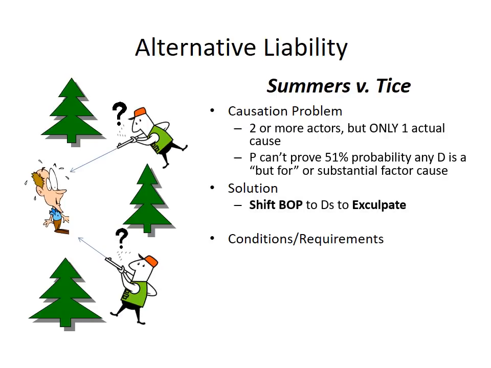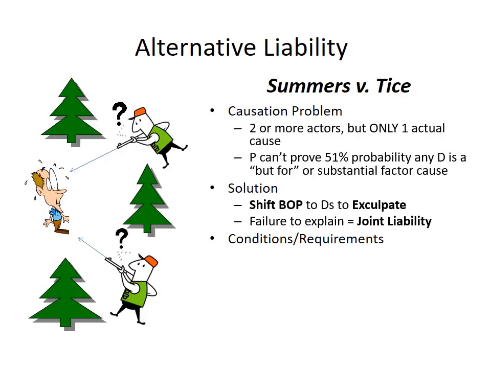So what's the solution to this dilemma? In this Summers versus Tice case, which is the first case to ever address the concept of alternative liability, the court decides to take the extraordinary action of shifting the burden of proof on the issue of causation from the plaintiff to the defendant, to force the defendant to offer evidence to exculpate himself, that is, to show that he was not the defendant who caused the plaintiff's injury.